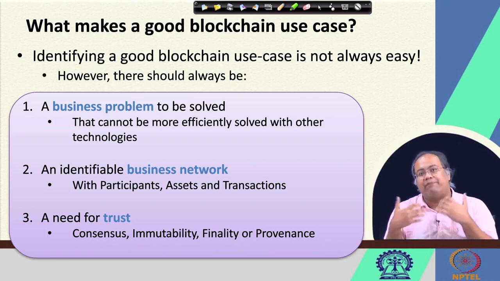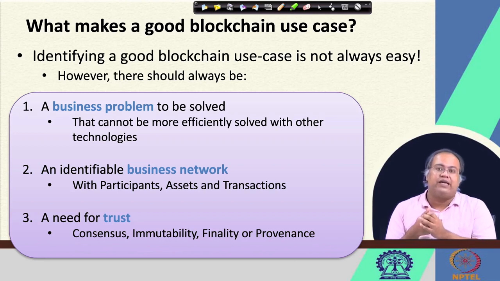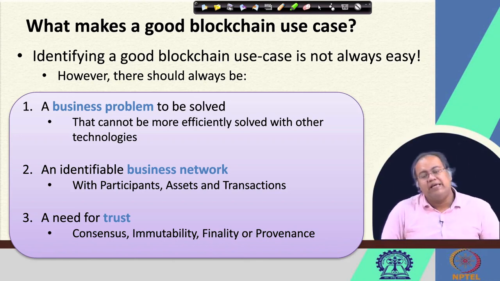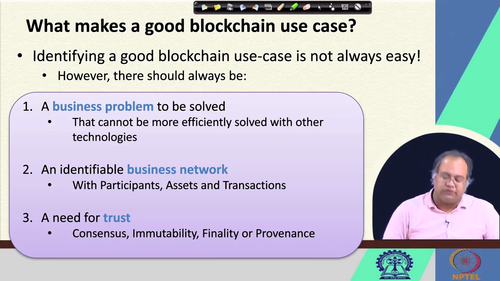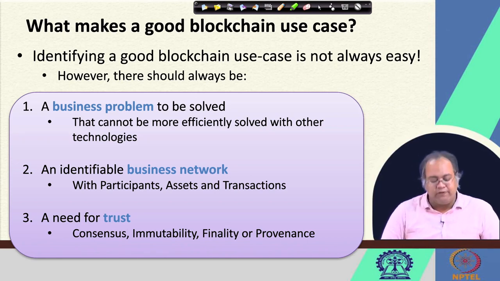Because whenever you are going to apply it in a real environment, you need to think of a lot of different things which are associated with your problem. Well, now to think of what can be a potential blockchain use case, you need to concentrate on three things. The first thing is that you should have a business problem that needs to be solved. The business problem means there needs to be a kind of business network. And the business problem that you are going to solve cannot be more efficiently solved with other technologies.